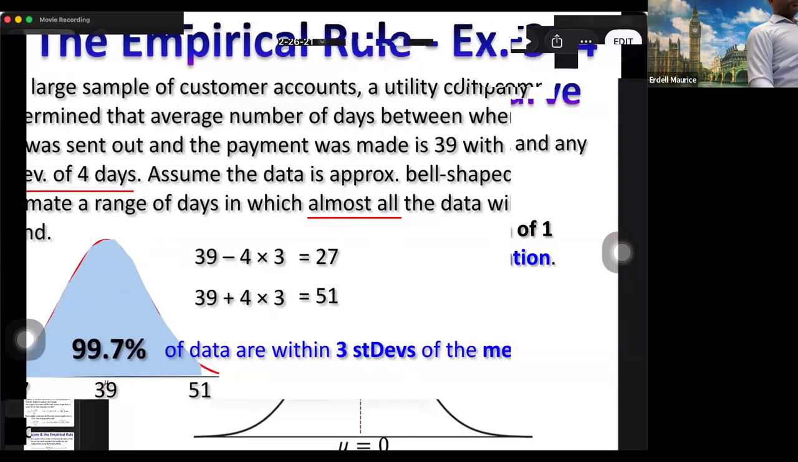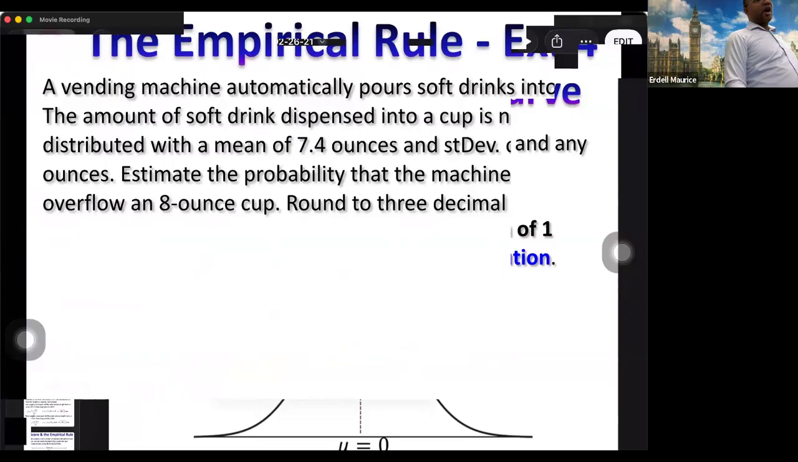All right, cool. A vending machine automatically pours out soft drinks into cups. The amount of soft drink dispensed into a cup is normally distributed with a mean of 7.4 and a standard deviation of 0.3. Estimate the probability that the machine will overflow an 8-ounce cup.